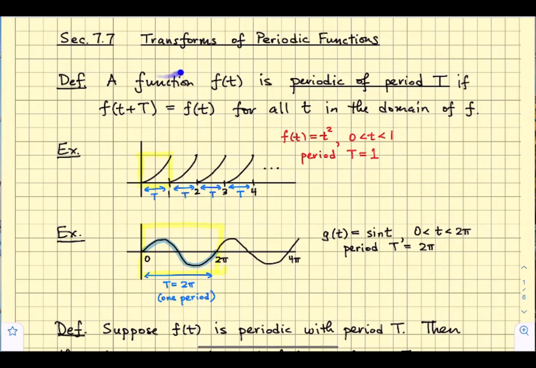A function f of t is periodic of period capital T if little f of t plus capital T is equal to little f of little t for all little t in the domain of f.